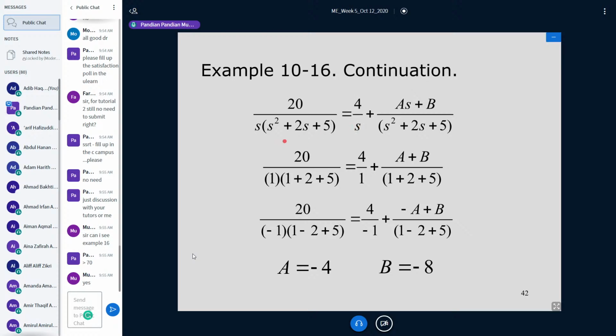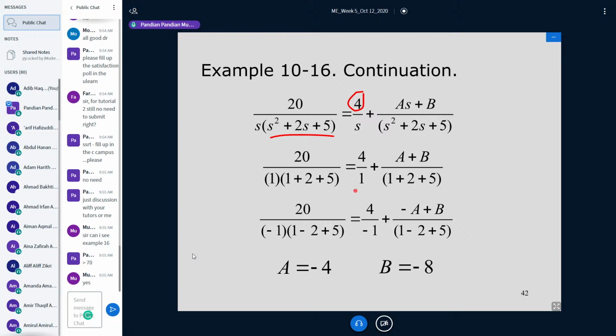Okay, 20 over s times s squared plus 2s plus 5. A over s, because this s squared plus 2s plus 5 cannot be factorized. Factorized means it's not like s plus 2, s plus 5. So that's why this is As plus B, because this is s squared, there is no s here. So As plus B. Now to find A, this one they already found, this 4. At s equals 0, 20 divided by 5, 4 already. So no need to find this, 4 already.